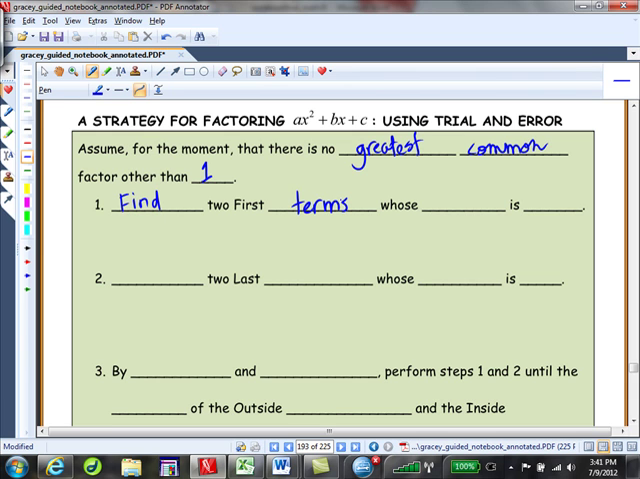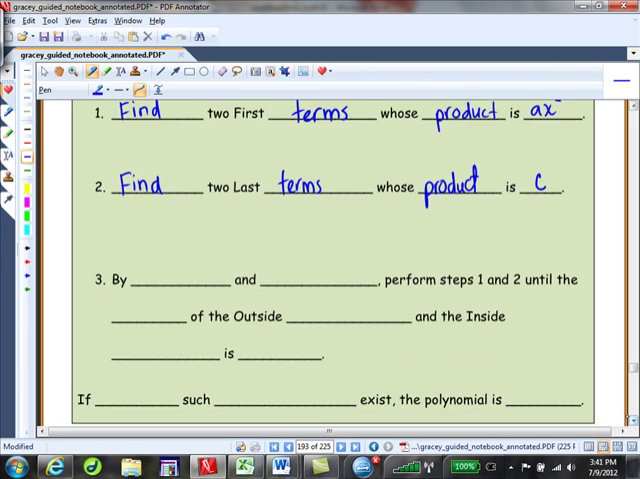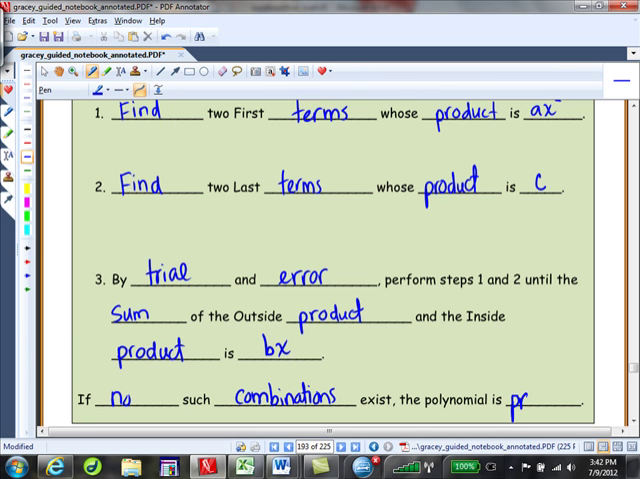So this is kind of going off that FOIL business, whose product is a times x squared. And then you need to find two last terms whose product is C. Then, by trial and error, perform steps 1 and 2 until the sum of the outside product and the inside product is B times X. If no such combinations exist, the polynomial is prime.